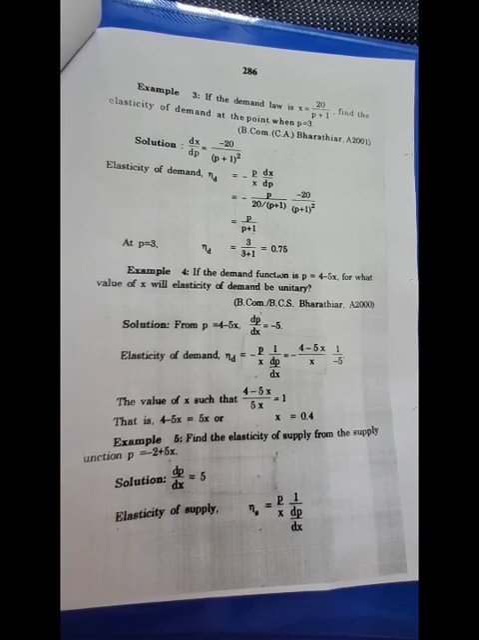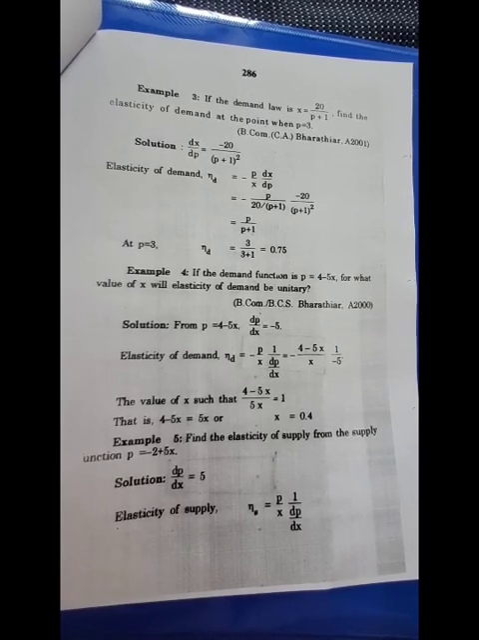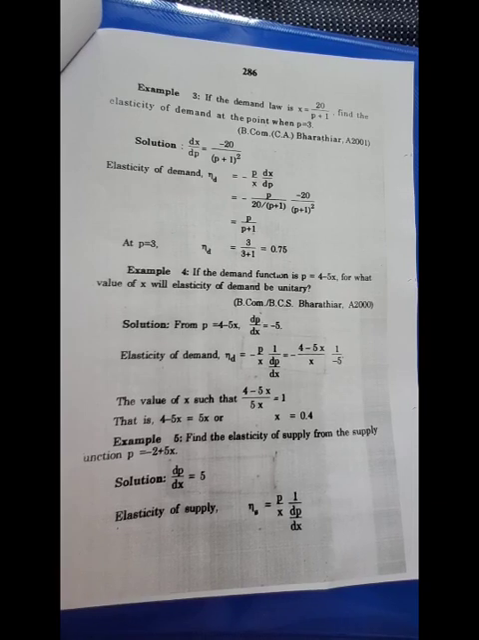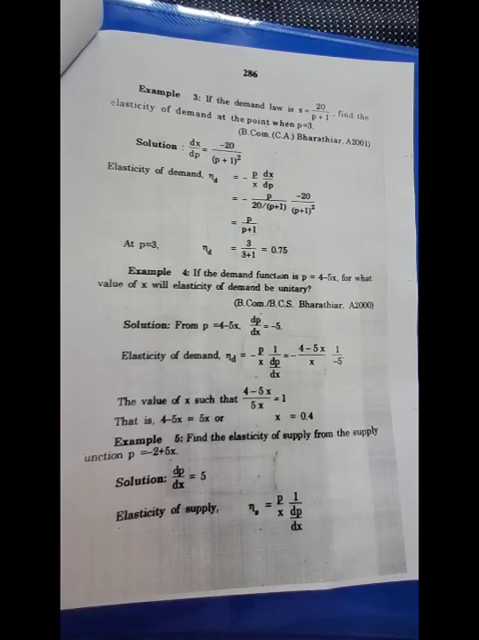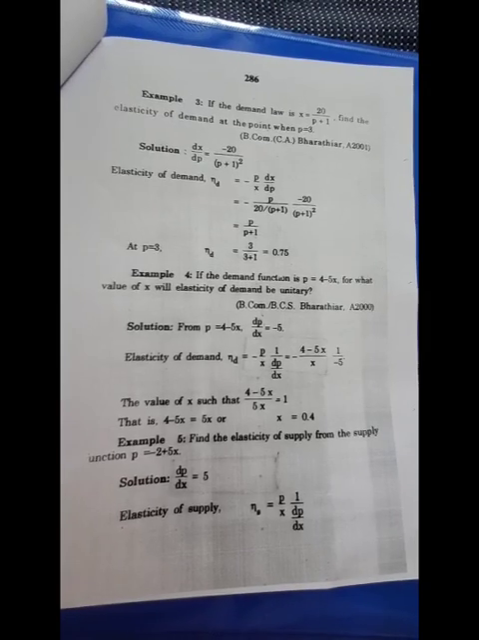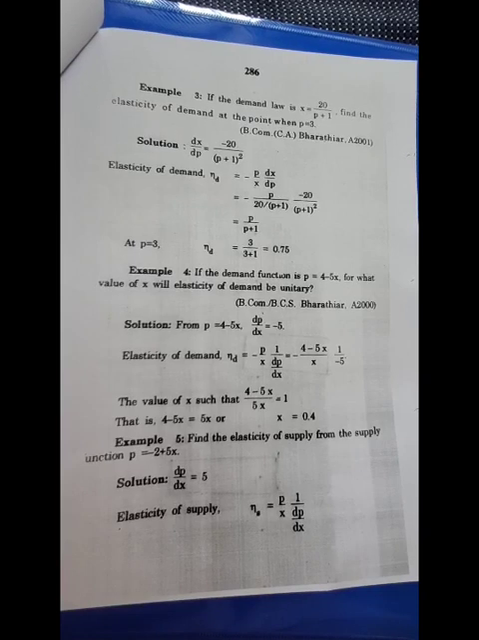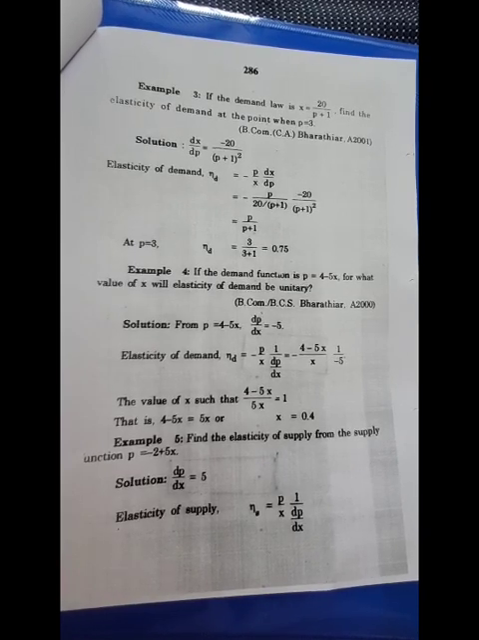Example 4. If the demand function is P is equal to 4 minus 5x, for what value of x will elasticity of demand be unitary? Solution. From P is equal to 4 minus 5x, dP by dx is equal to minus 5. Elasticity of demand is equal to minus P by x into 1 by derivative of P divided by derivative of x, which is equal to minus 4 minus 5x divided by x into 1 by minus 5. The value of x such that 4 minus 5x divided by 5x is 1, that is 4 minus 5x is equal to 5x, or x is equal to 0.4.